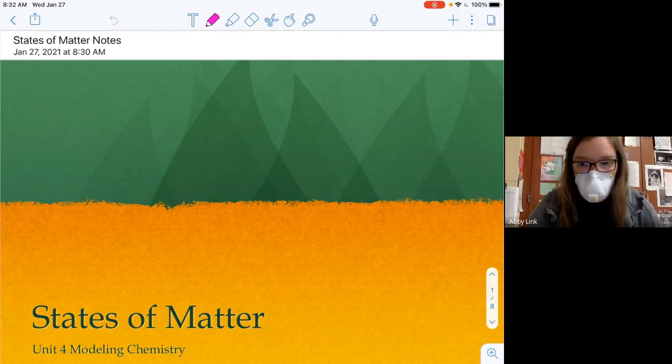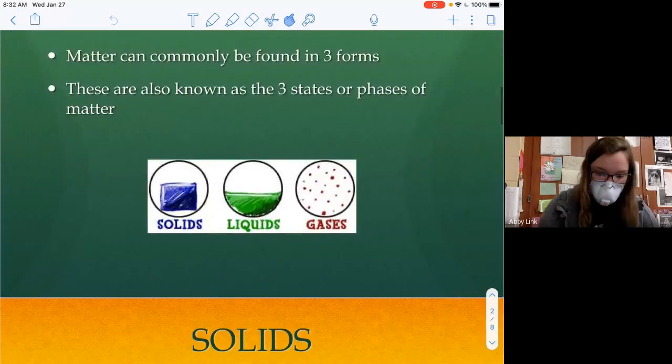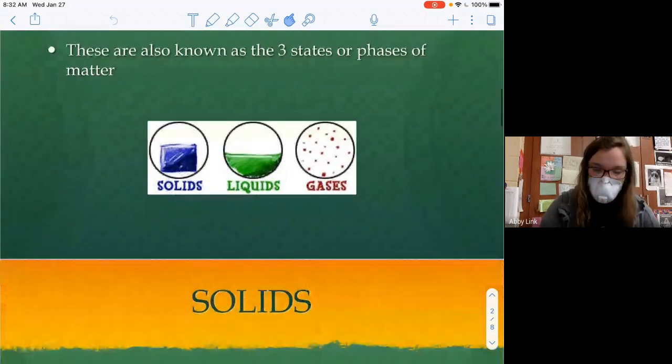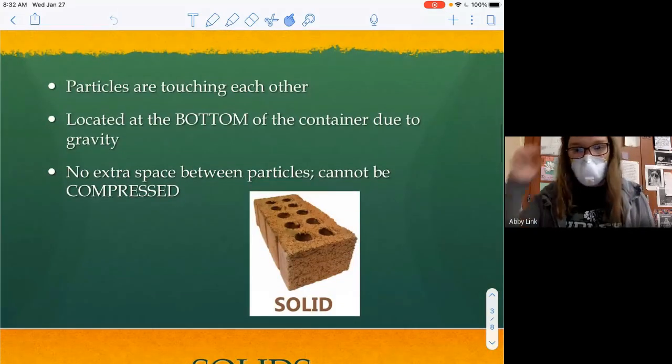So our main goal for today is to talk about solids, liquids, gases, figure out the characteristics of them, and then be able to illustrate them with a particle diagram. Some of you might be saying, what the heck is a particle diagram? It's fine if you don't know, okay? We're going to figure that out together. All right, so we figured it out, solids, liquids, and gases. So let's start talking about the characteristics of solids.